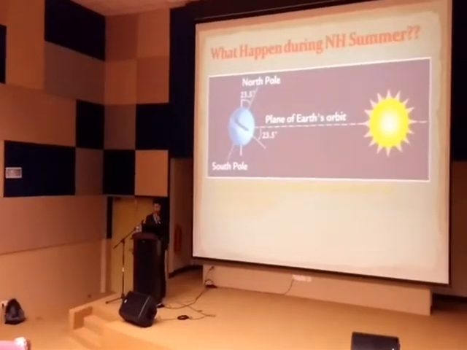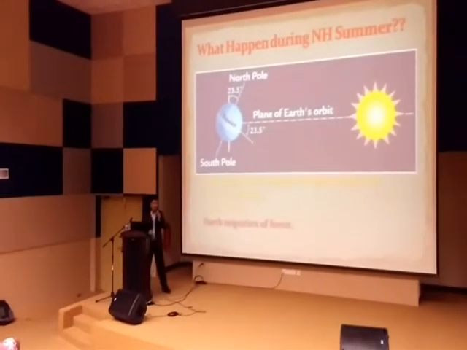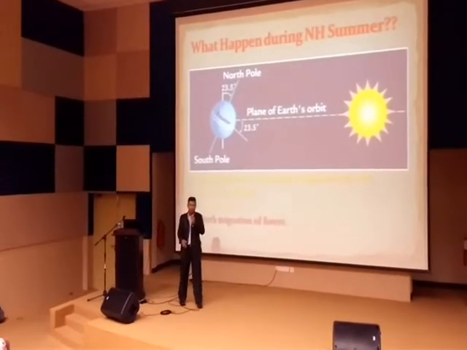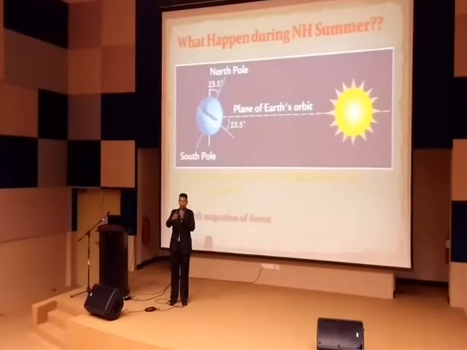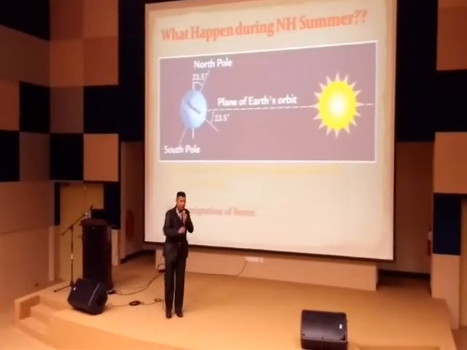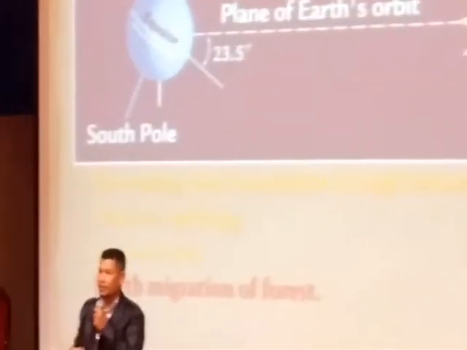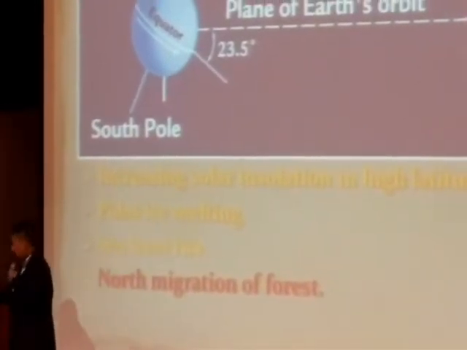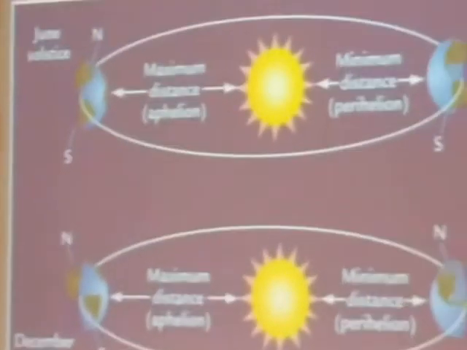Okay. And the fourth is north migration of forests. Do you know this one? No. The fourth one, north migration of forests. No. Okay, what will happen? The north migration of forests. Okay, this is the June solstice.